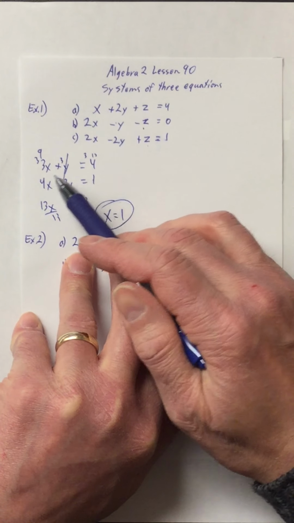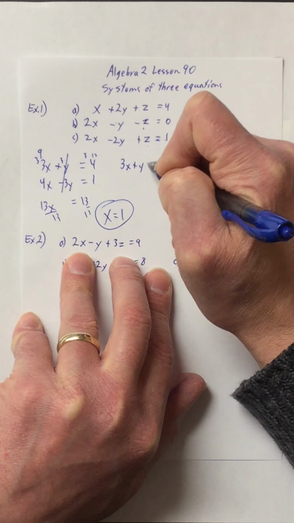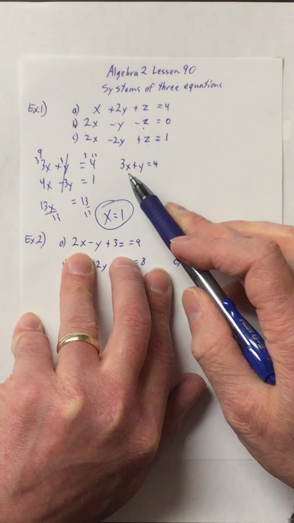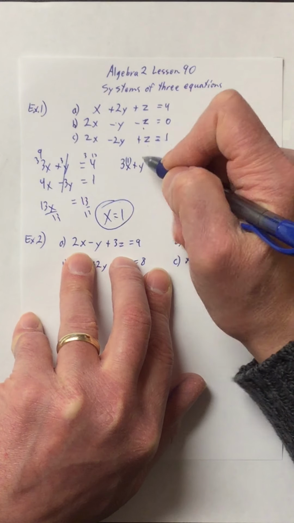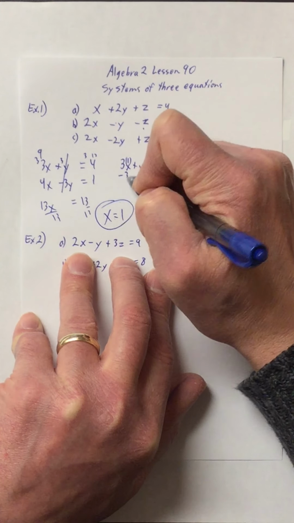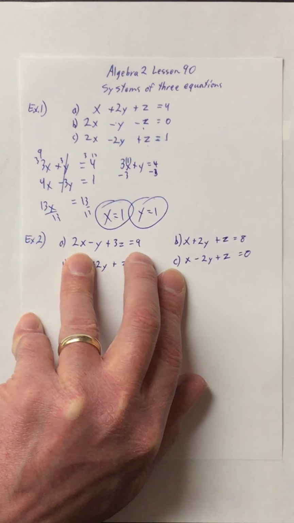Then what I would do is come back and plug that in to get a value. So let's rewrite the equation: 3x plus y equals 4, which is a true equation, correct? If I plug that value in for x, then I get 3 plus y equals 4. So let's subtract 3 from both sides. Y now is also equal to 1.